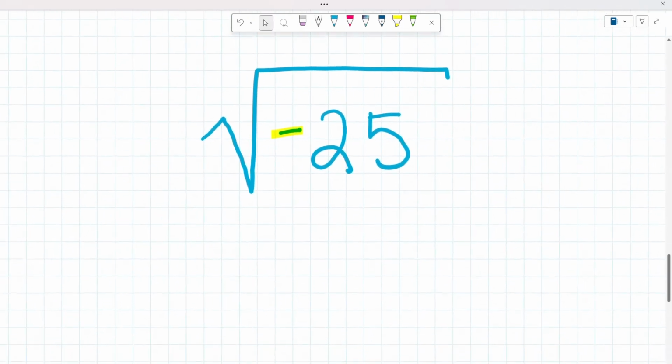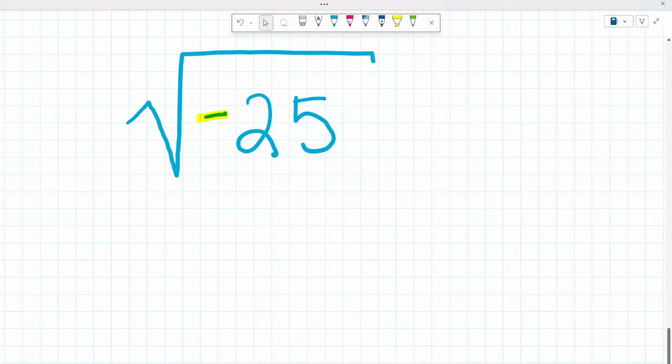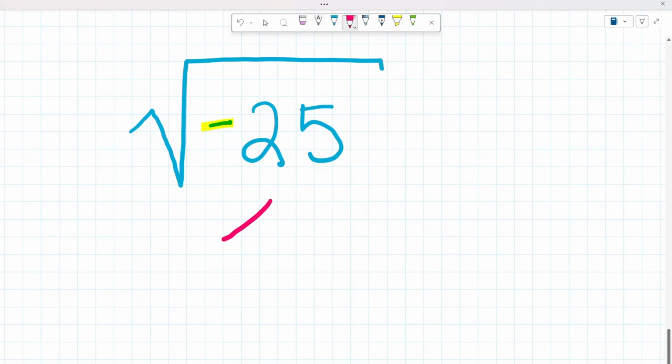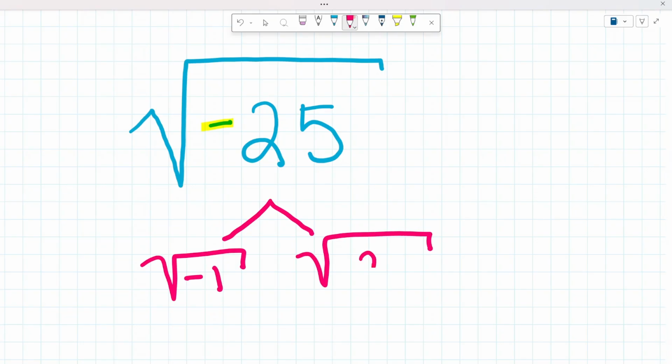So the first thing that we have to consider is how we can essentially divide up or separate out this problem. Essentially, the square root of negative 25 can be separated into the square root of negative 1 multiplied by the square root of 25. This just follows basic multiplication rules of square root numbers.